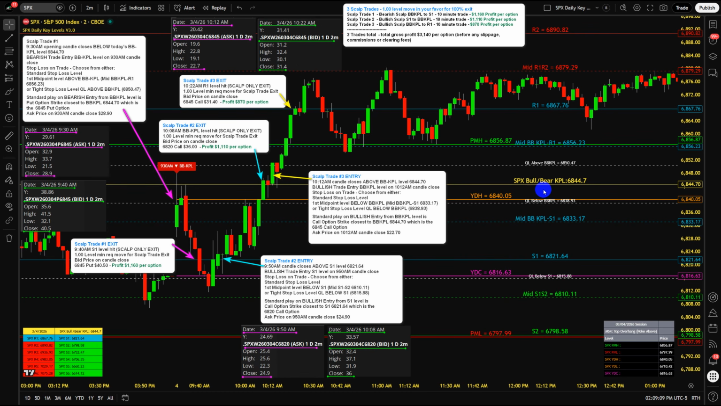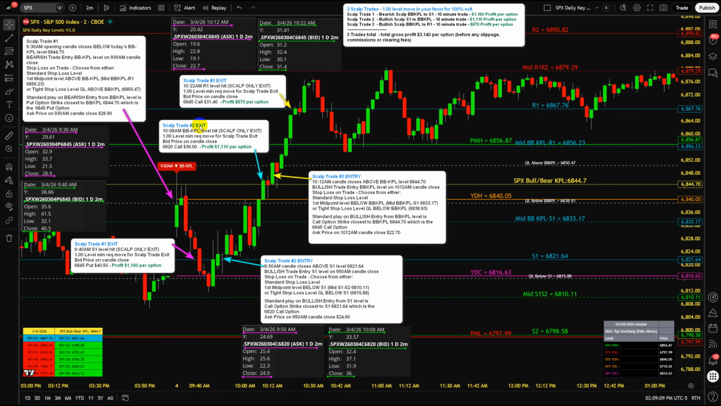Your furthest out of the money option to consider on this bullish trade from S1 would be one full level above. That's the bull bear KPL level, 68.4470. So that would be a 68.45 call option on this trade. However, as we mentioned earlier, we're just going to look at the standard play, which is the at the money option closest strike to the price of the level we're taking the trade from, 68.2164. So that's going to be the 68.20 call option. Here we have the ask price of the 9:50 a.m. candle close, which is 24.90.